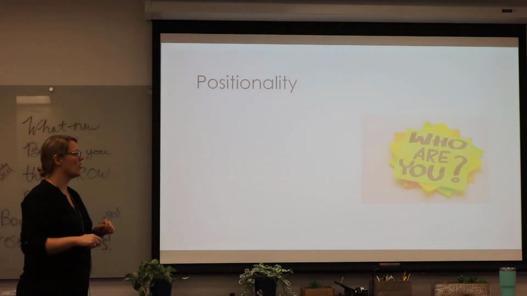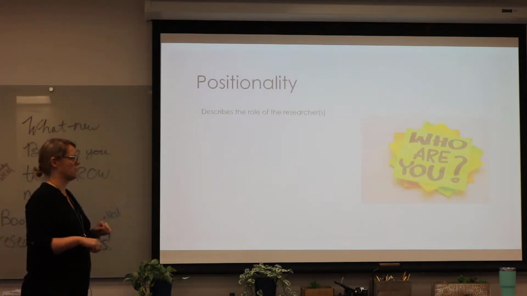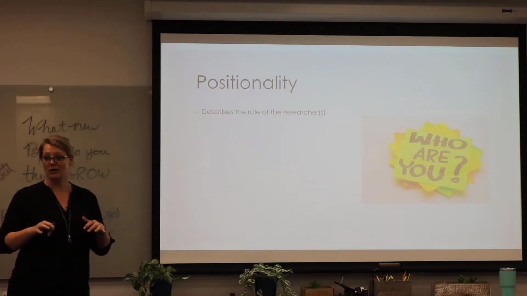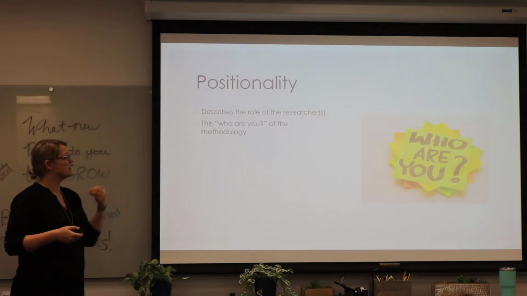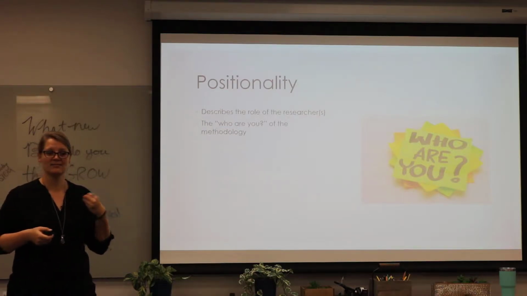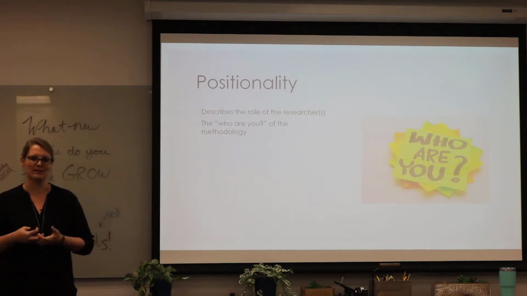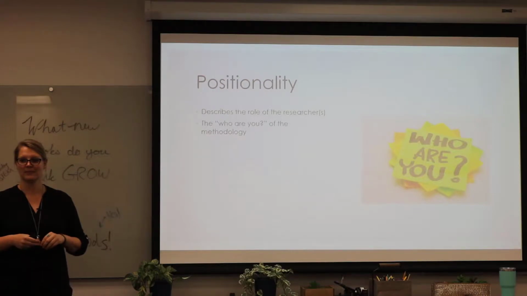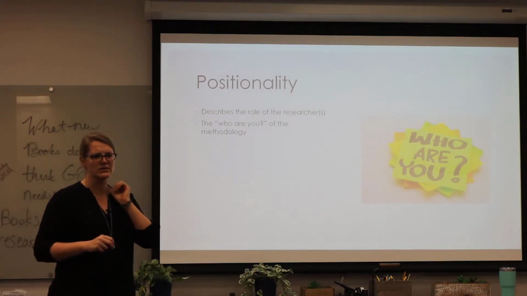Positionality, this is also called researcher bias, and this describes the role of the researcher. So y'all are the researchers, right? And it describes who you are as the researcher. And so my question to you guys is, why is that important? Why would you need to identify who you are? Maybe any biases you might have. Okay. And why is that important in qualitative research?